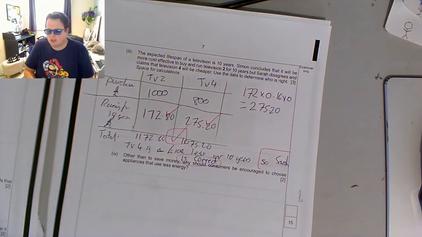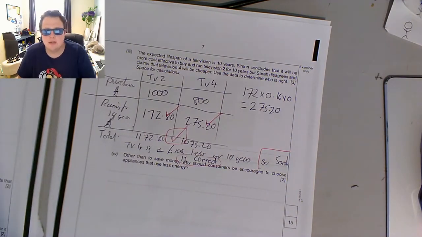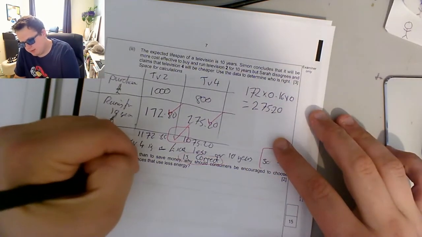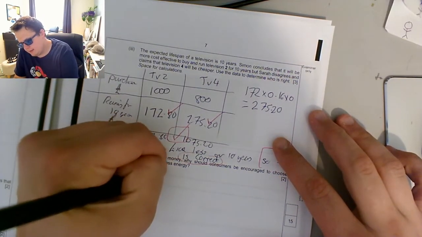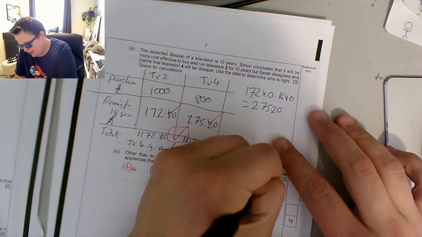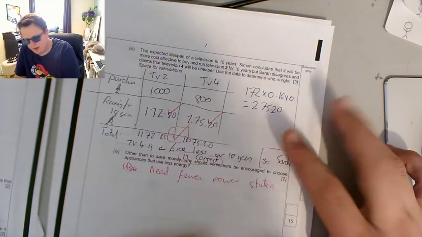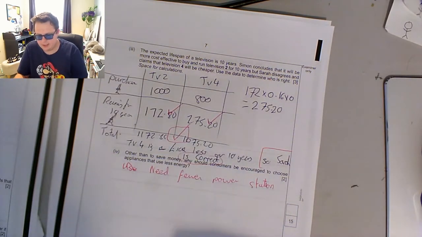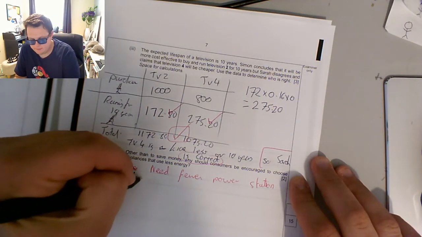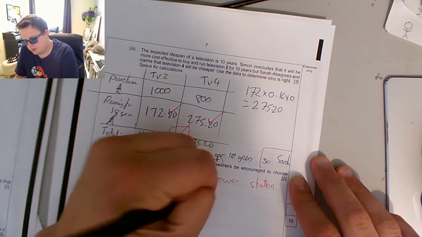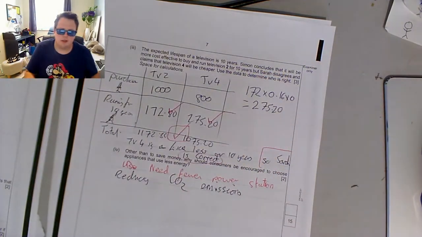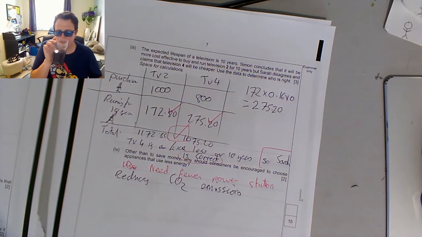Other than to save money, why should consumers be encouraged to choose appliances that use less energy? Well, we're going to use or need fewer power stations. If we're using less energy, we don't need to generate as much electricity. So need fewer power stations, reducing CO2 emissions. 1 mark for each of those lines. 1 for saying fewer power stations, 1 for saying reducing CO2 emissions.